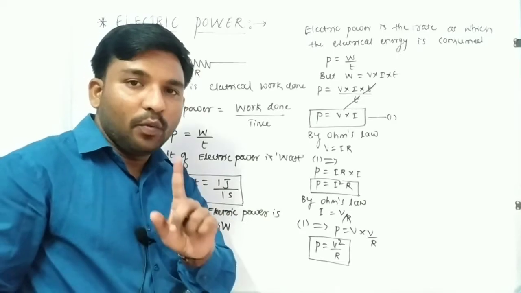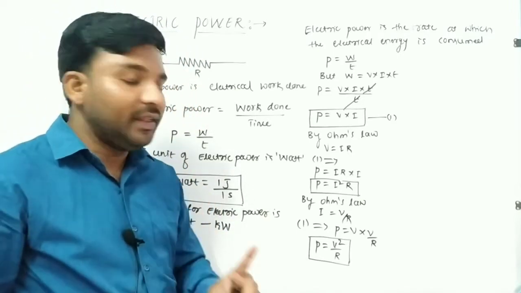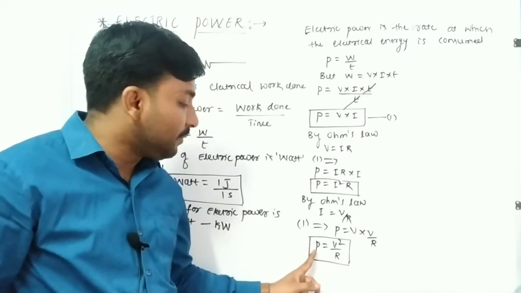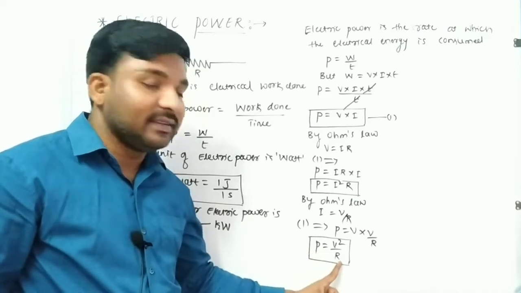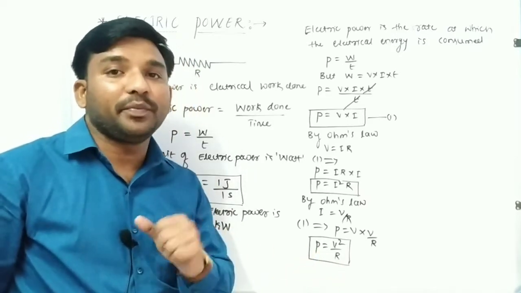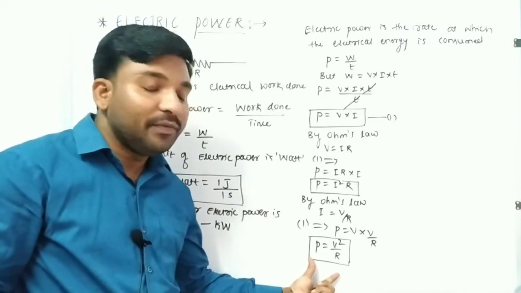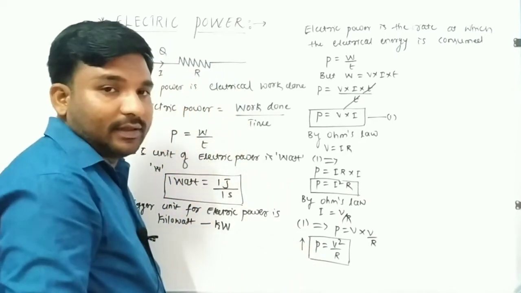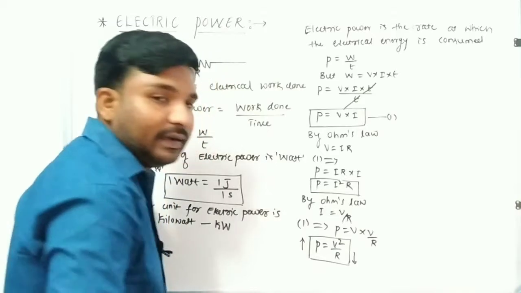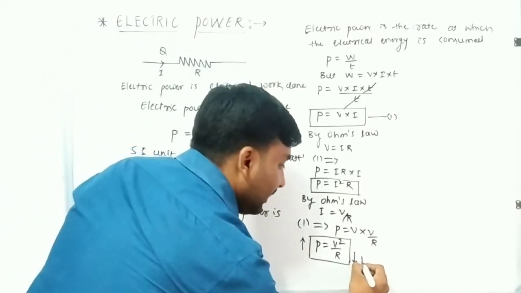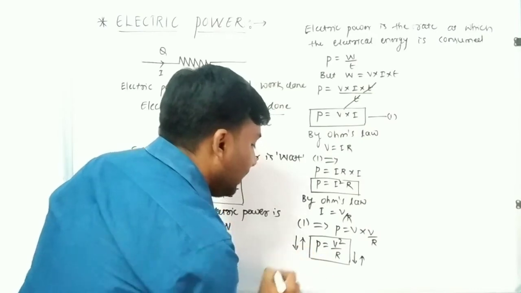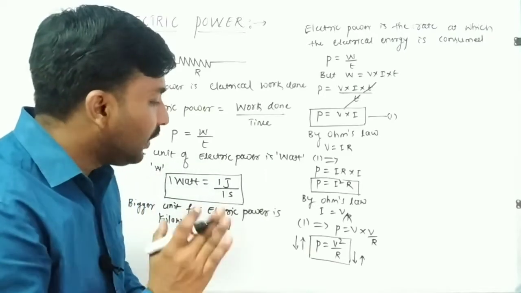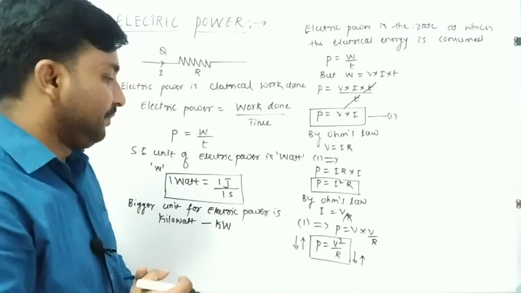So here one relation I will tell you between the power and the resistance. The electric power and the resistance, these two quantities are inversely proportional to each other, which means if the electric power increases, the resistance decreases. Or if we increase the resistance, the power decreases. So this relation between electric power and the resistance we have to remember.